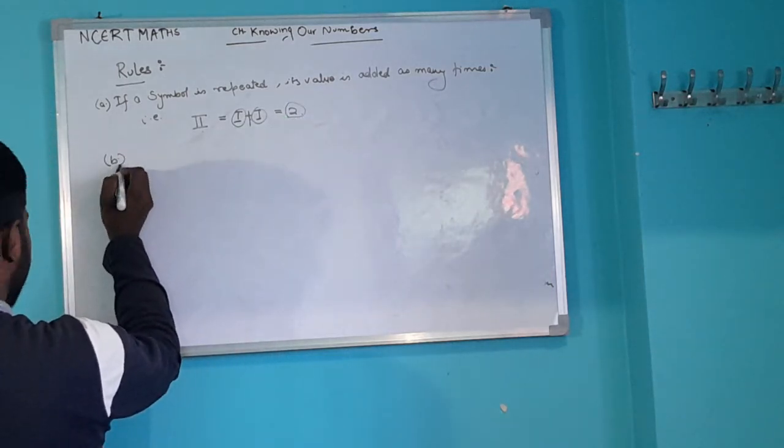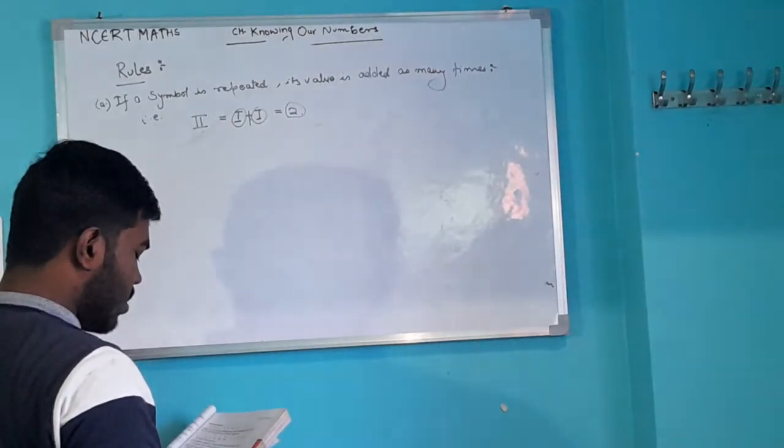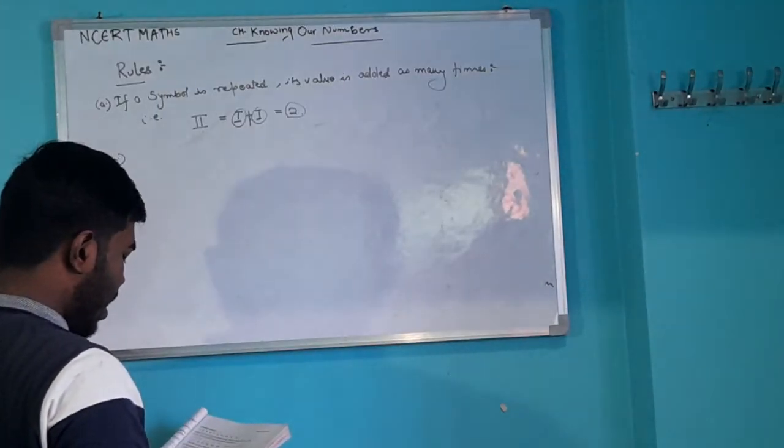Our second rule is a symbol is not repeated more than 3 times, but the symbols V, L, and D are never repeated.